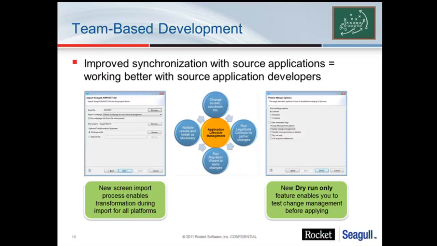If the results are not what you want, then you can stop the process, you can adjust your settings, and you can do another dry run again. You can basically iterate until you've got your change management process down to the level of perfection that you need to have.